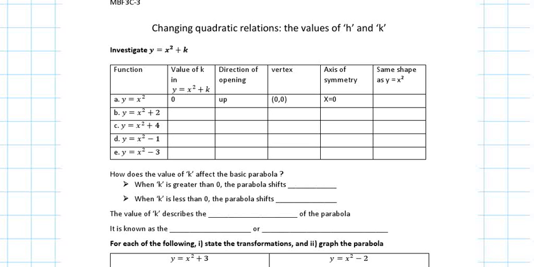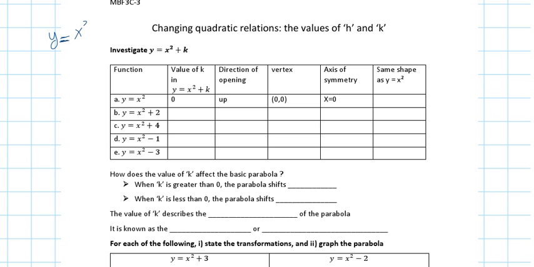So we're going to look at two other types of transformation today. Yesterday we looked at the vertical stretch, vertical compression, and the reflection. Today we're going to look at two other types of transformation. Remember that your parent function is, what's the parent quadratic function? Y equals, what's the parent quadratic function? Y equals what? X squared.